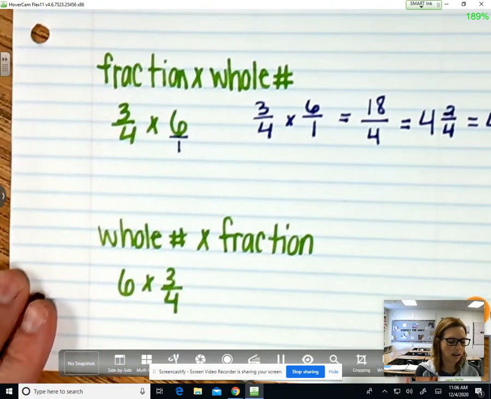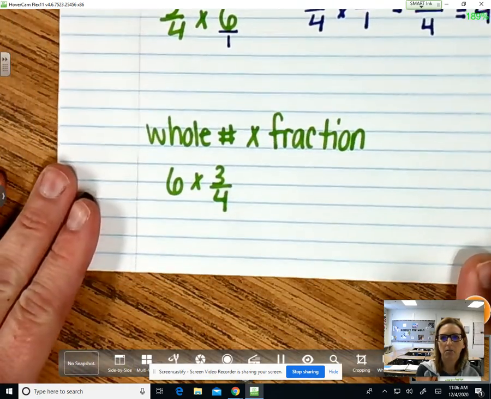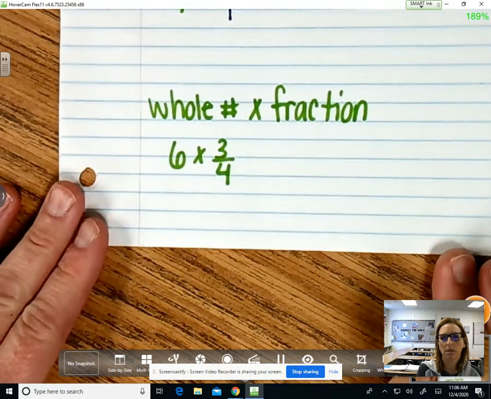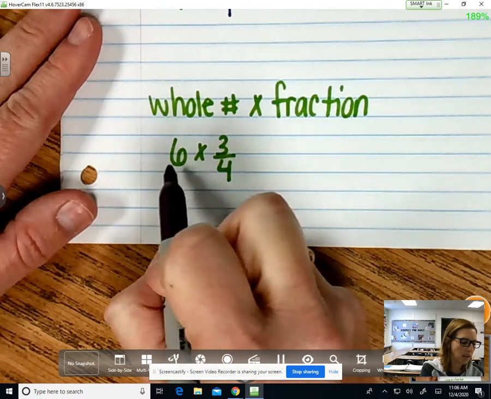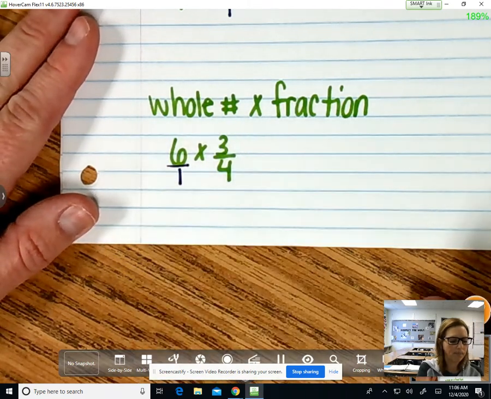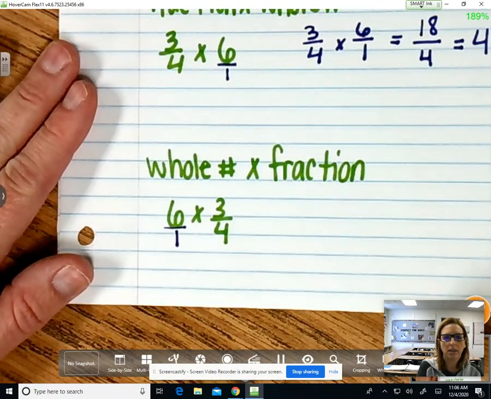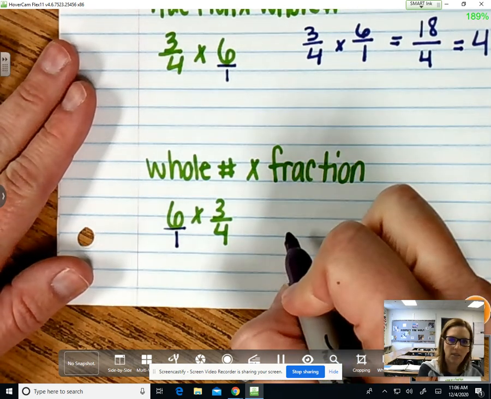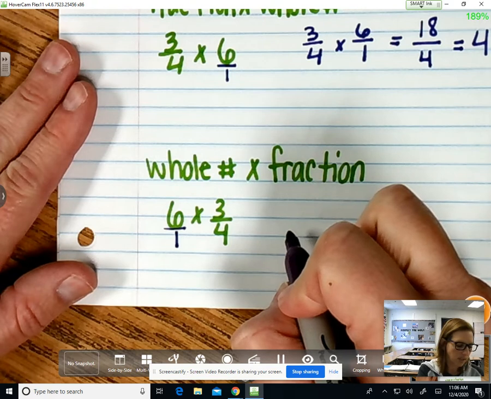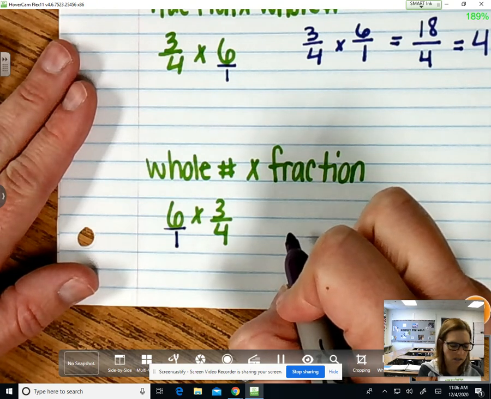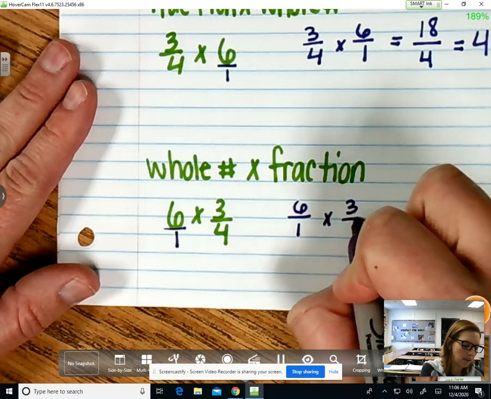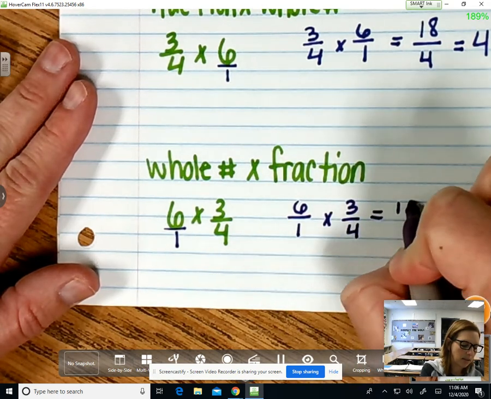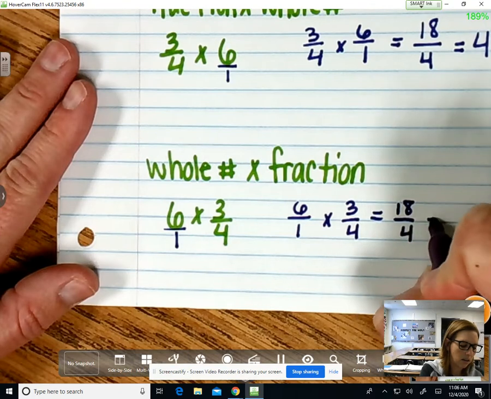Another set of problems you might run into when multiplying fractions is a whole number times a fraction. So just like above, I'm going to take my 6, put it over 1, and you'll see that I used the same numbers, I just reversed the order. So I want to see if I get the same answer. This is my multiplicative inverse. So I'm going to put 6 over 1 times 3 over 4. 6 times 3 is 18 over 4.